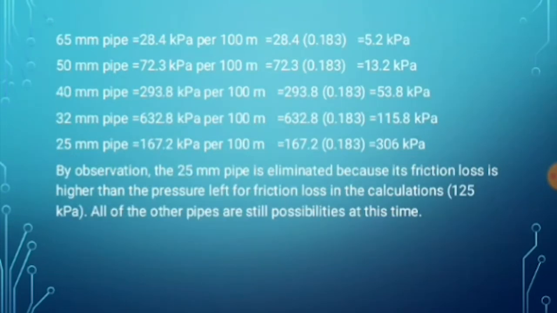This is the reading again. By observation, the 25 millimeter pipe is eliminated because its friction loss is higher than the pressure left for friction loss in the calculation, 125 kPa. All of the other pipes are still possibilities at this time.